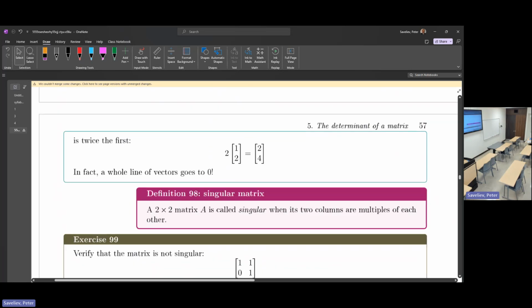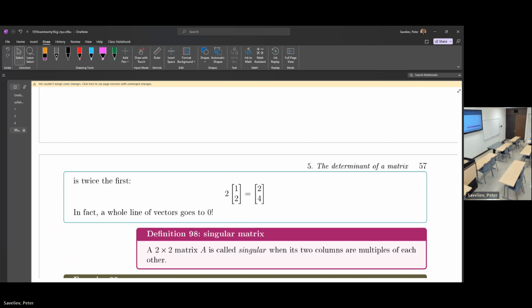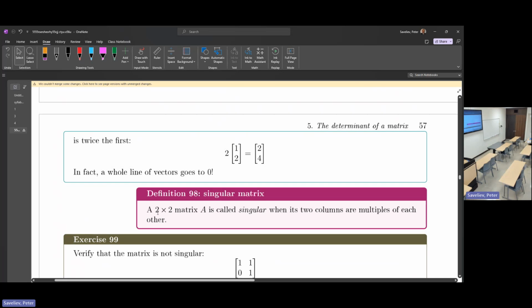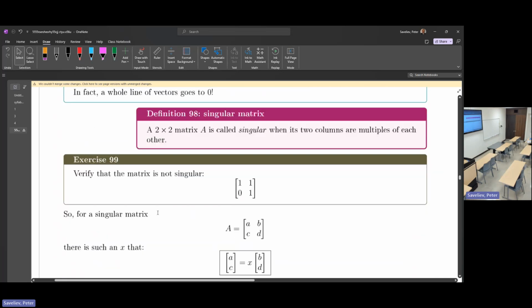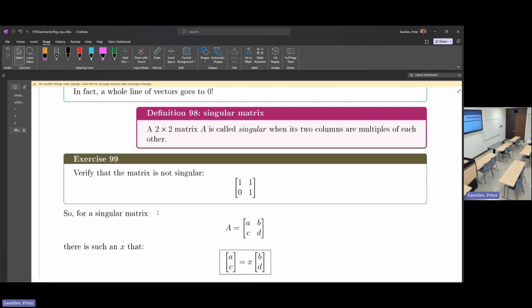Okay, so let's do more algebra. But first, some terminology: it's called a singular matrix if the columns are multiples of each other. A 2 by 2 matrix that is singular, and we know why it's singular, so it's not a good one. There is no inverse. Okay, so if our matrix is A, B, C, D, then what we're saying here, singular, is that the first column A, C is equal to the second column B, D multiplied by X. So it doesn't matter what X is.